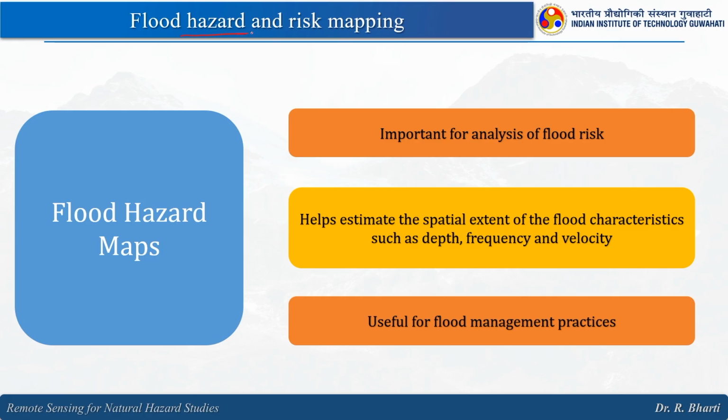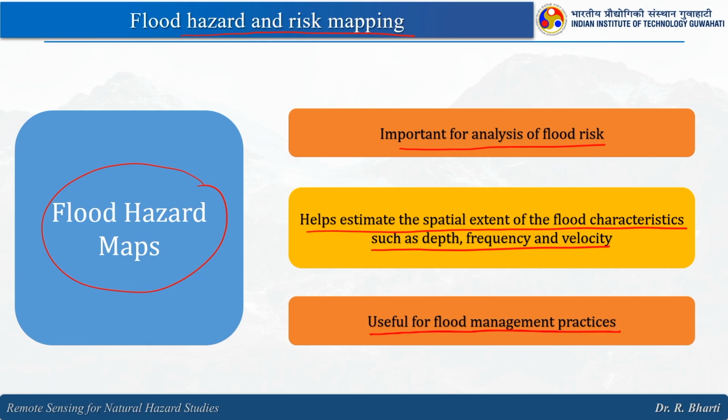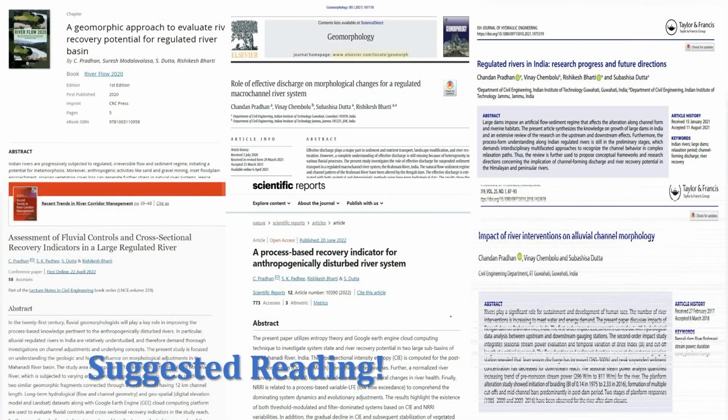Then comes the flood hazard and risk mapping. Here the flood hazard and risk mapping has importance in the analysis of flood risk. It helps to estimate the spatial extent of the flood characteristics such as depth, frequency and velocity, useful for flood management practices, right. So, these are the suggested readings, and I hope you will go through these papers, because this will help you to gain more information about the flood studies used with different methods.